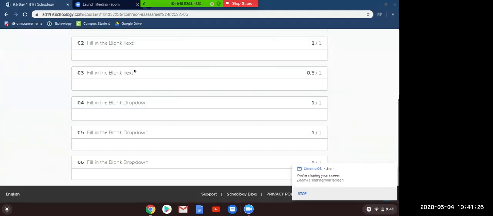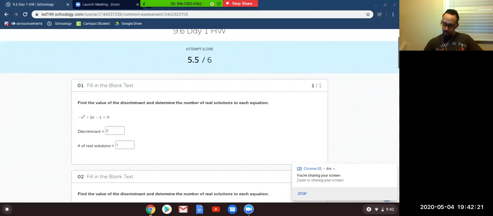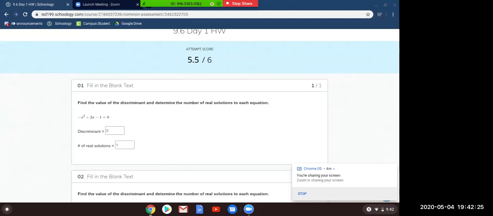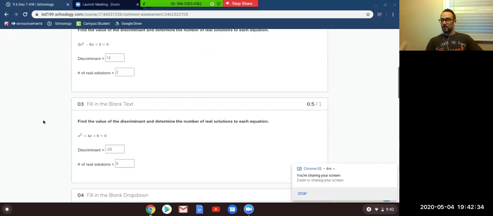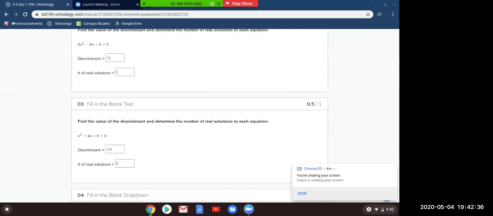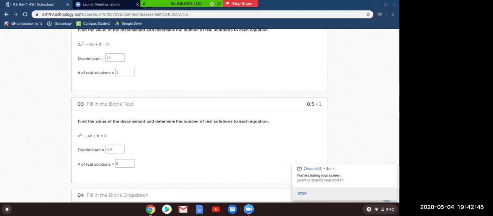Oh, fill in the blank text. I got a 5.5. Oh, we said 1 was B? Yeah, if you look at my notes, we let B be 1. B should have been 4. Oh, okay. Wow, we had B as 1 and not 4. So that's why that one was wrong. Part of my fault.